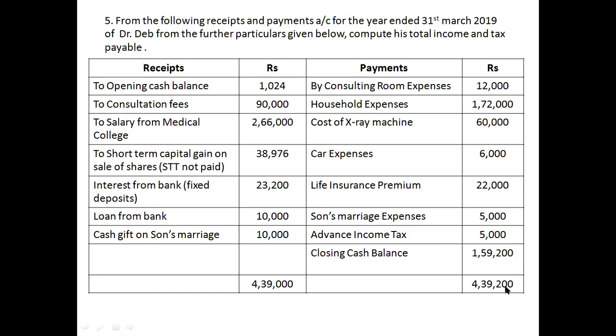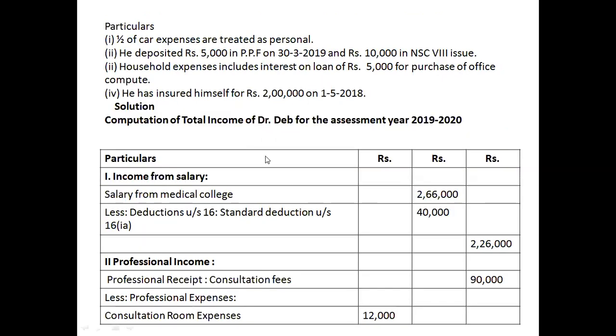Now, when we see this information, let's check whether there is additional information. Yes. Half of the car expenses are treated as personal. He deposited rupees 5,000 in PPF on 3/3/2019 and 10,000 in National Savings Certificate, 8th issue. Household expenses include interest on loan of rupees 5,000 for purchase of an office computer. He has insured himself for rupees 2 lakh on 1/5/2018. These are the details given.